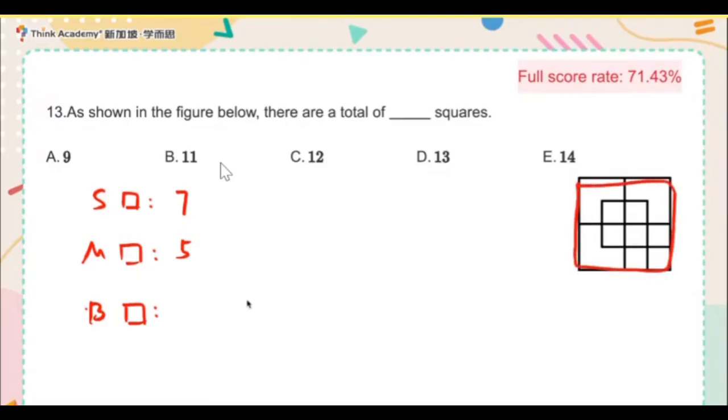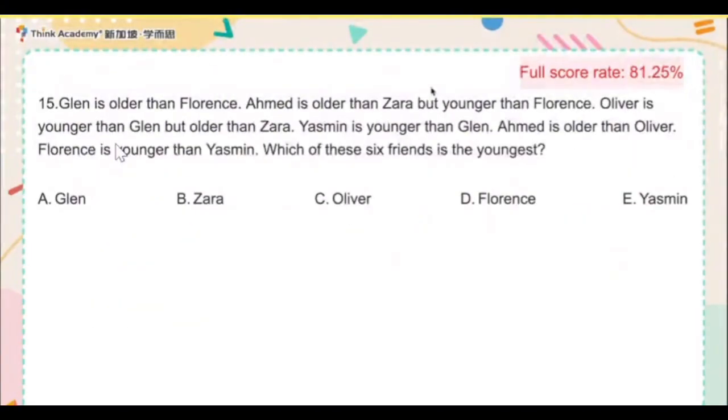So you can see here, there is another big one. Okay, so everyone, we can calculate. In total, we get how many? 7 plus 5 plus 1 equals 13. So the answer here should be D. Good job, everyone. This time, let's move on.